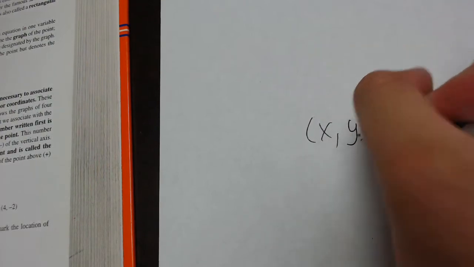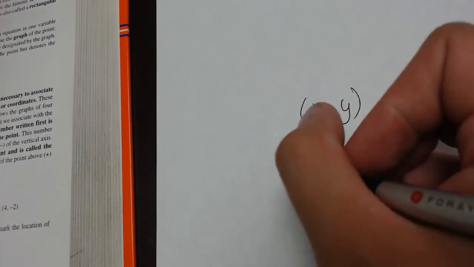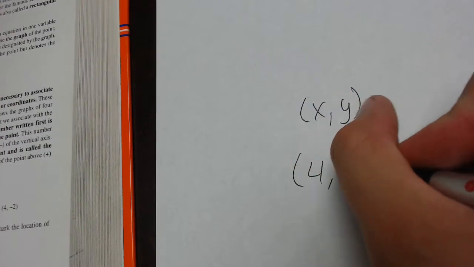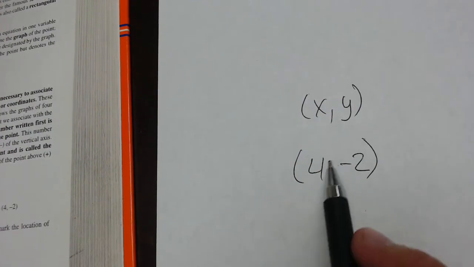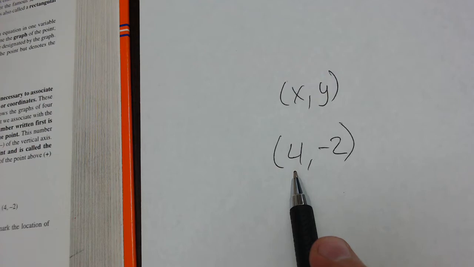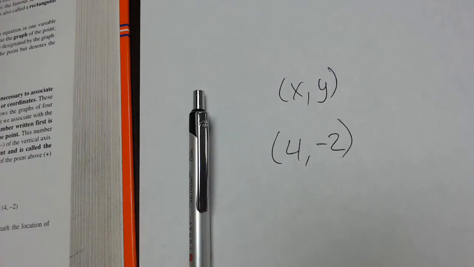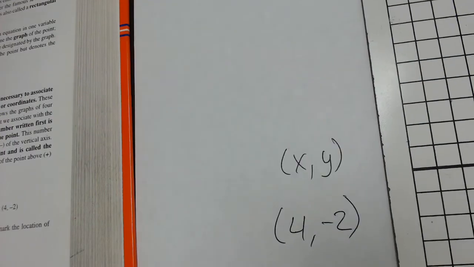Ordered pairs are always written in the format x comma y. So if I were to write 4 comma negative 2, what that means is I travel positive 4 on the x-axis, negative 2 on the y-axis. What that looks like is this. I've got a marker version of the coordinate system, right?